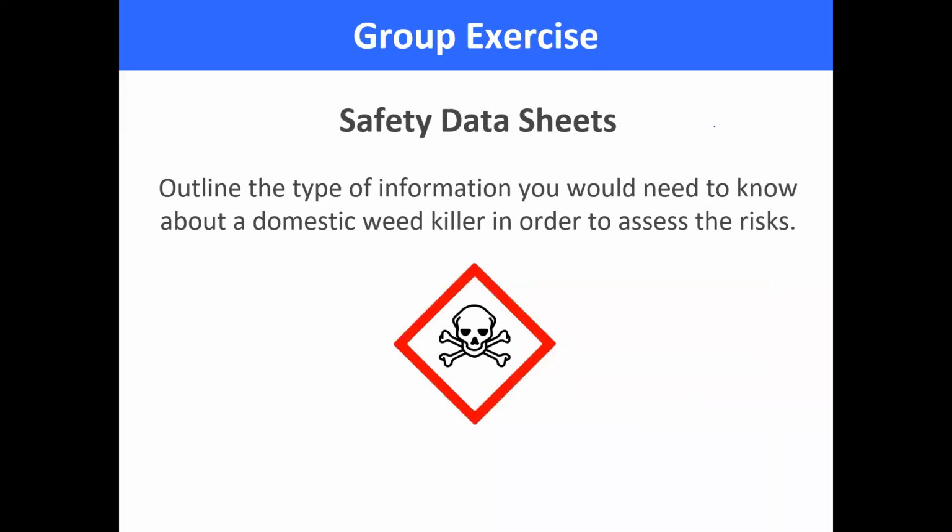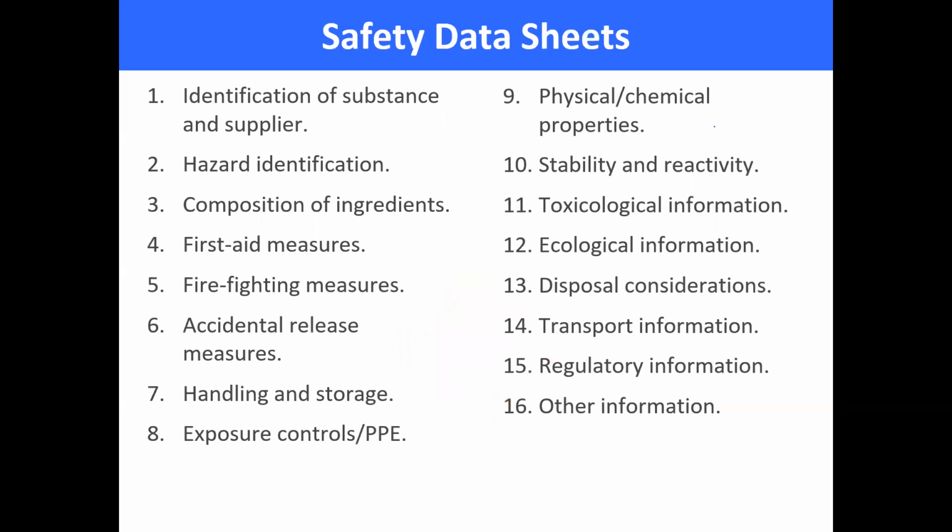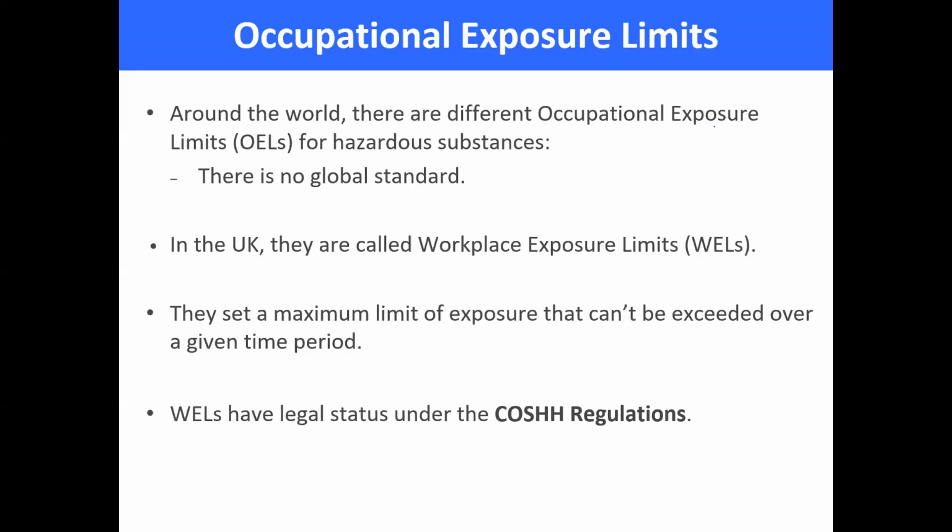So the outline of the information is down here. This is basically a toxic hazard. Okay, safety data sheets, they should include the identification of the substance and supplier. It should include what are the hazards of that substance, the first aid measures and firefighting measures. It should include what to do if there is an accidental release, handling and storage, exposure controls. We should know about its physical, chemical properties, stability, toxicological, ecological information, how to dispose of it, transporting it is also under a controlled manner, and any legal requirements as well.